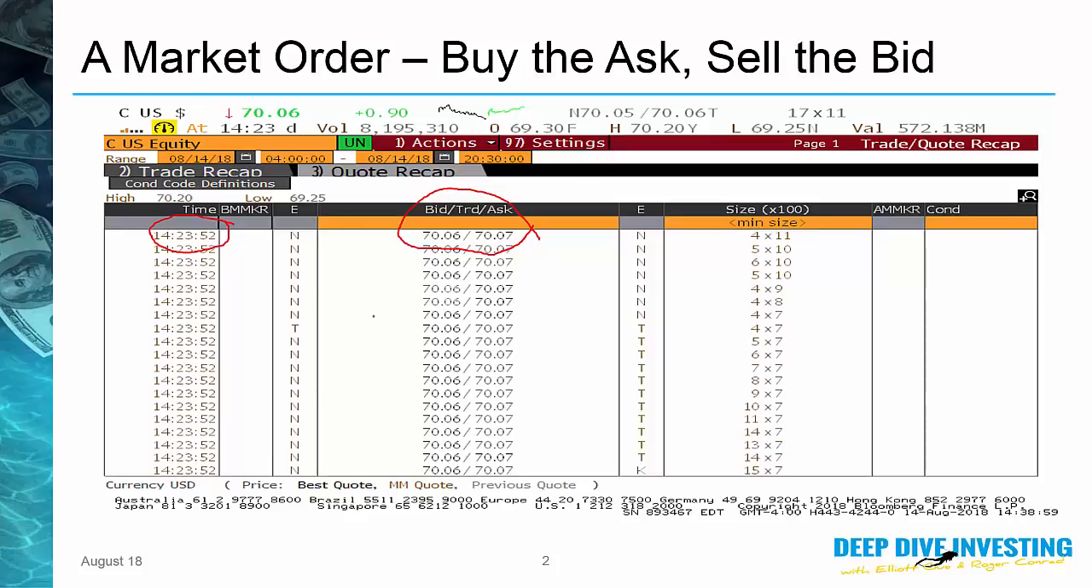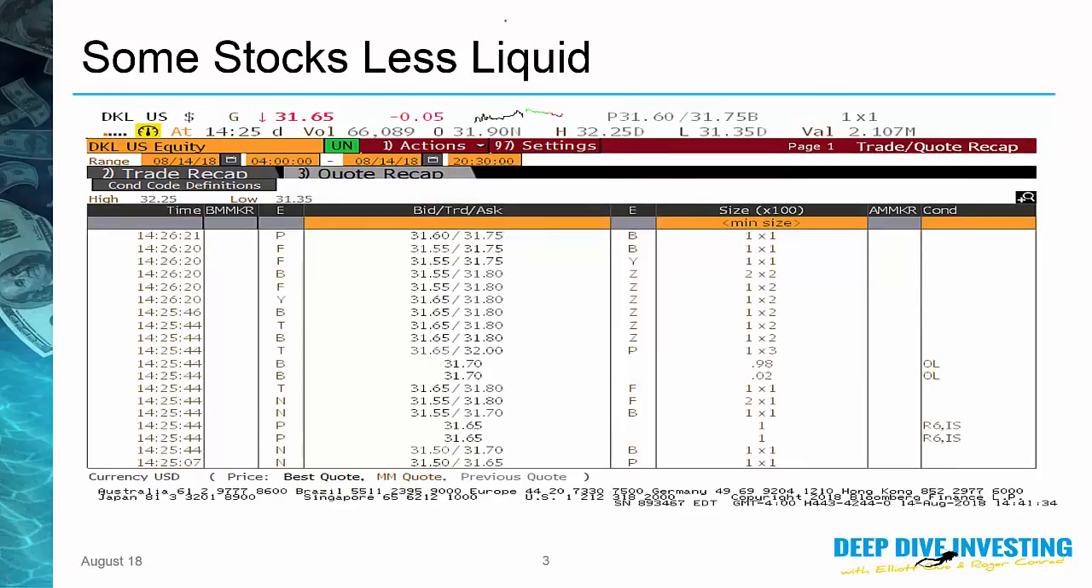Not all stocks, unfortunately, are as liquid as Citigroup. Here's another example. This is a stock that we have recommended in Energy and Income Advisor, one of our longer-term services. It's a master limited partnership called Delek Logistics Partners.